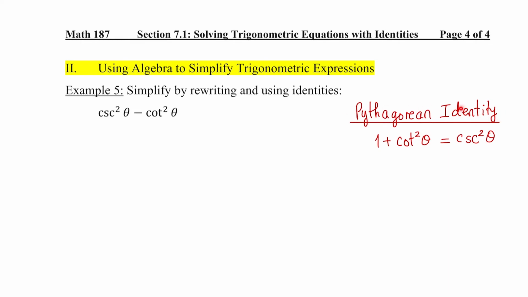From the Pythagorean identity, I know that cosecant squared theta equals 1 plus cotangent squared theta. I am going to replace this cosecant squared theta with 1 plus cotangent squared theta. And cotangent squared theta minus cotangent squared theta is 0. I end up with 1. So this expression, cosecant squared theta minus cotangent squared theta, equals 1.